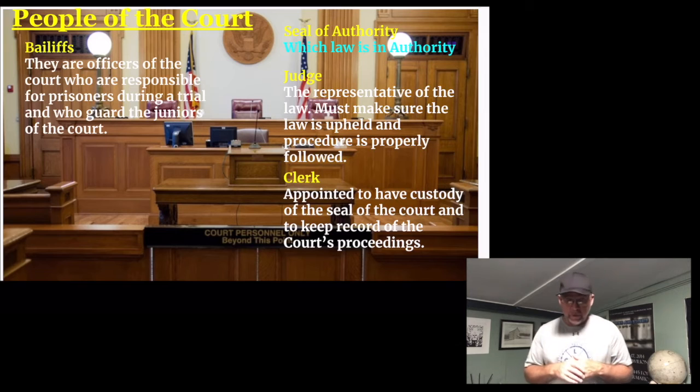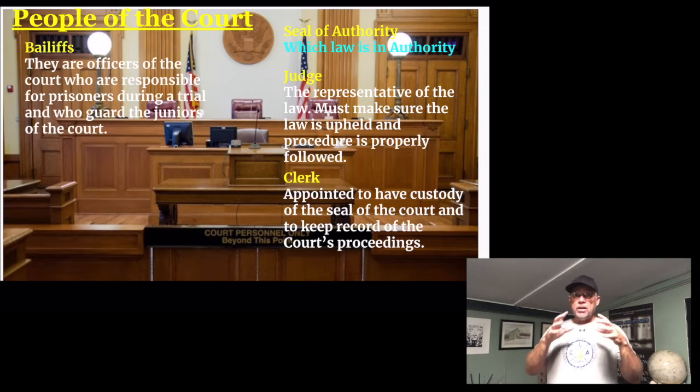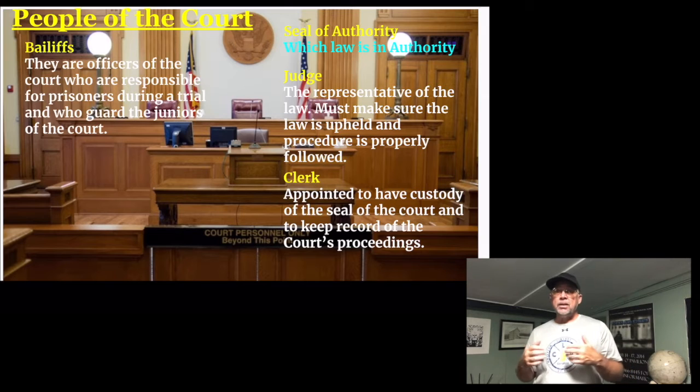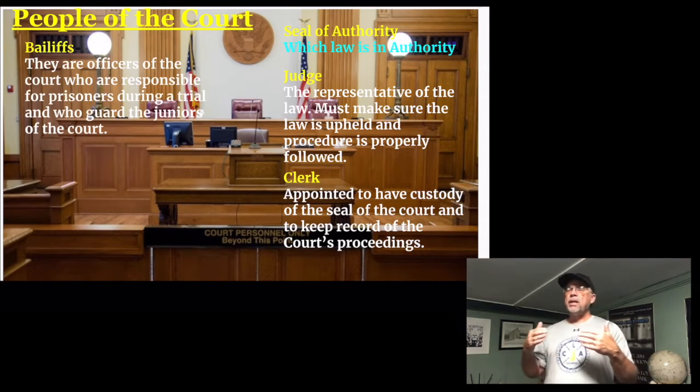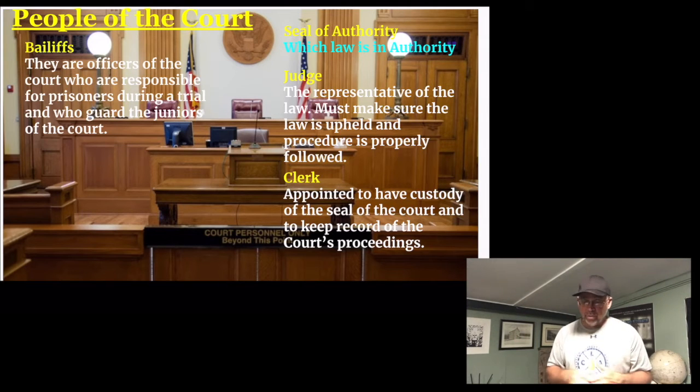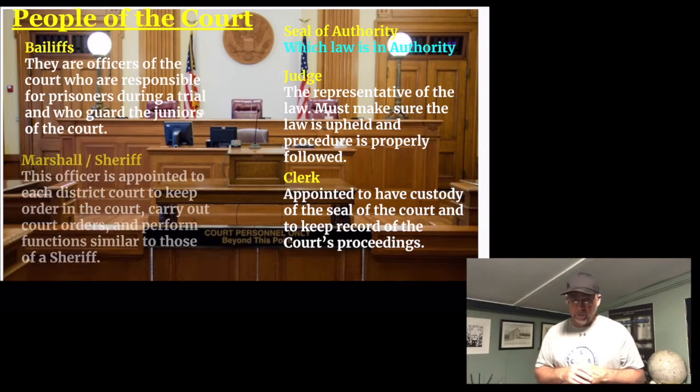And he also is responsible to guard the jurors. So his office guards the jurors and makes sure that they're protected and their privacy is upheld, because they're supposed to be able to debate the findings in the court, the evidence that was presented, in privacy. So that's one of the things that the bailiff is responsible to do.